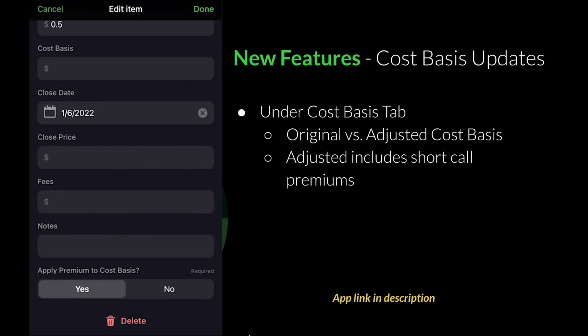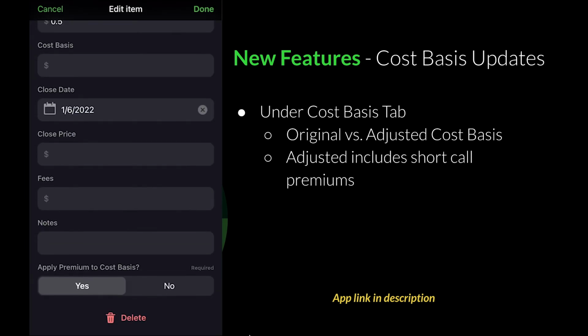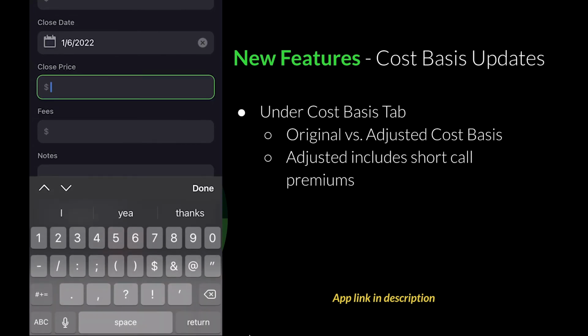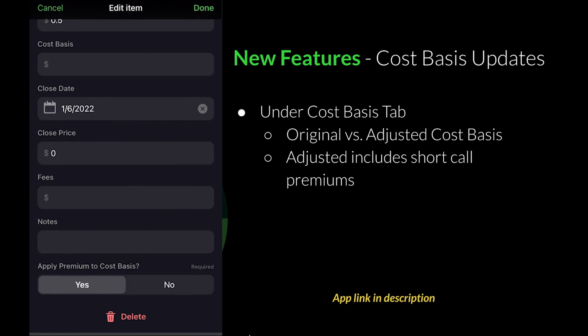And now as soon as I tap the close date, you can see something comes up down here. It's asking, do we want to apply this premium to our cost basis? And the default is yes, we do. And we close it, let's just say we let it expire. So we got the full 50-cent premium, and then we are done with that.